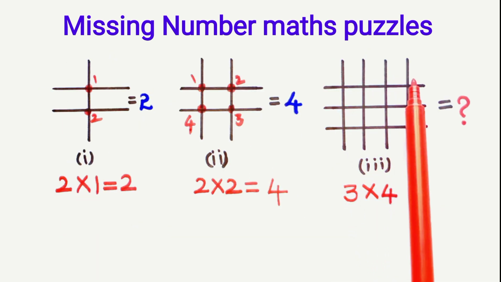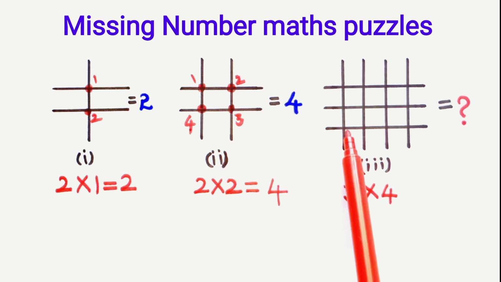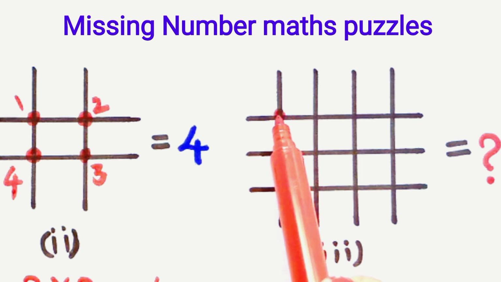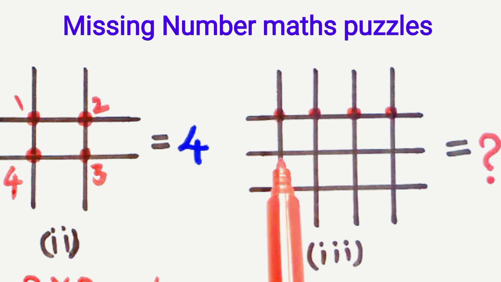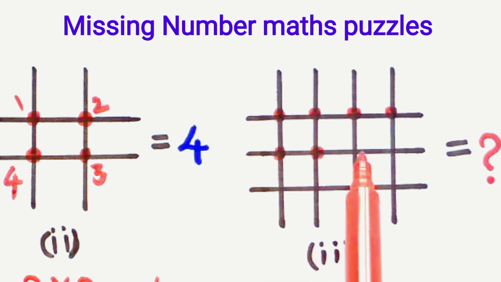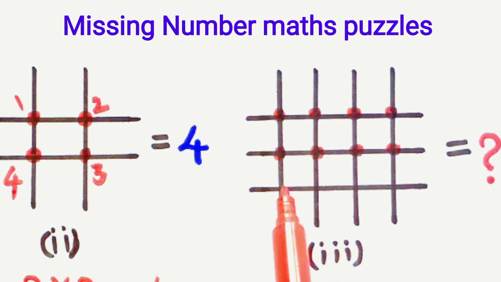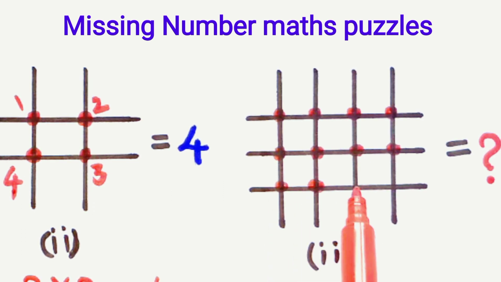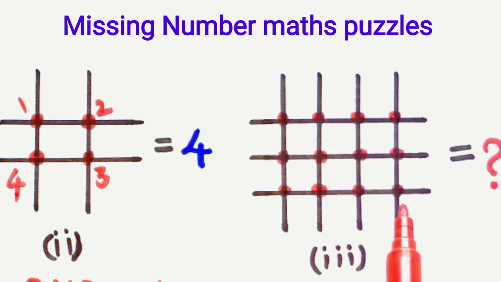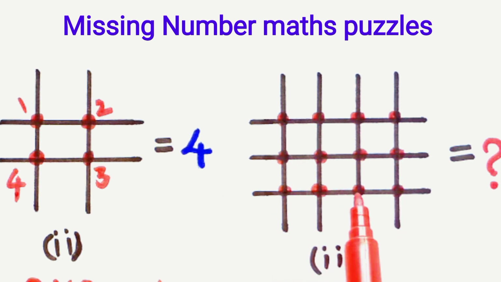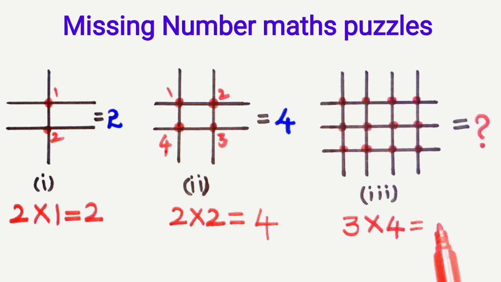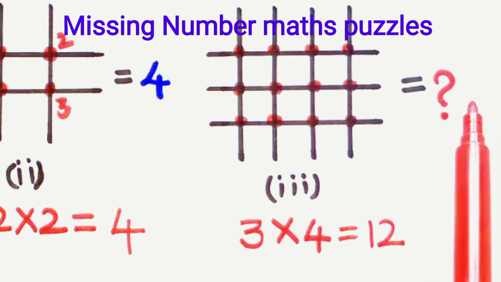Now these 4 vertical lines are intersecting these 3 parallel lines at how many points? Let us count. 1, 2, 3, 4, 5, 6, 7, 8, 9, 10, 11 and 12. So there are 12 intersecting points. Now what is the answer here?